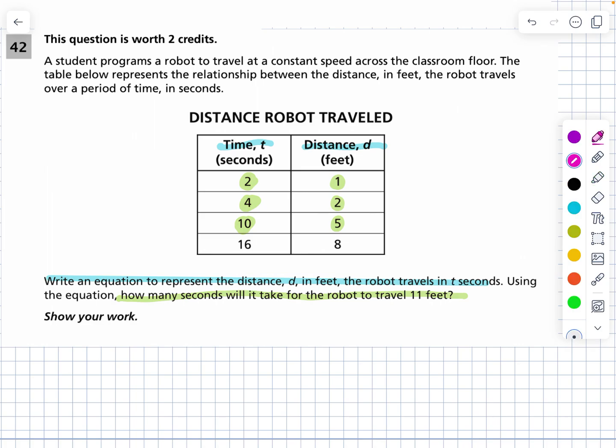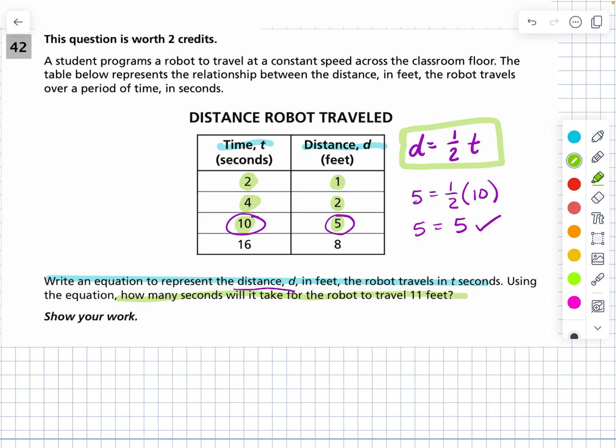Okay, so we can write that out as the distance, because that's what they're asking for. What is the equation to represent distance d? The distance is half of the time. And we can actually test this to make sure we did it right. So if we put in, say, distance of 5 equals 1/2, and then 10 should work for this problem. So 5 equals 1/2 of 10, 1/2 of 10 is 5, 5 equals 5, so yes, that in fact works. Okay, so this is the first part of the question.